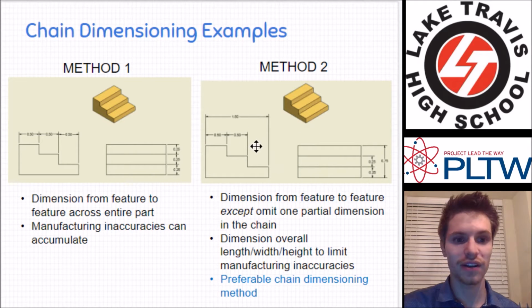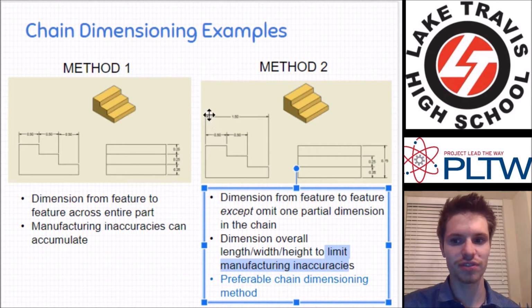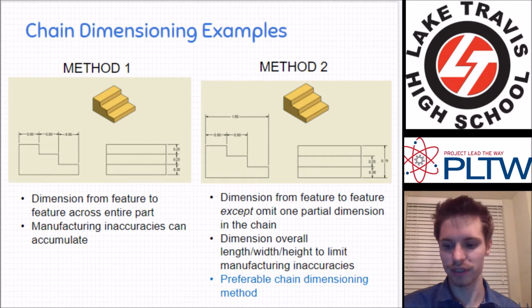So we leave off the third chain, but we make sure we have the overall dimension here. Remember, this one does not have the overall dimension. We don't like that. We prefer the overall, and then this last one to be inferred. It's better that way because it limits manufacturing inaccuracies. If you know the overall dimension straight off the bat, it's better.